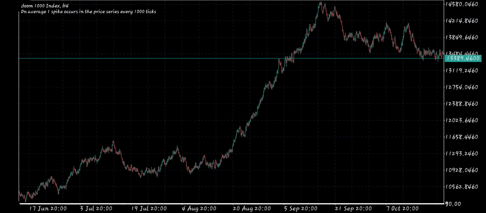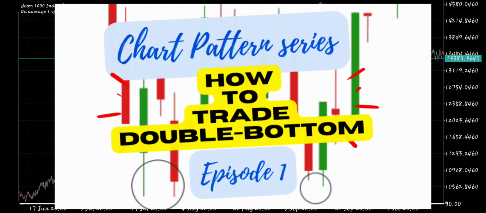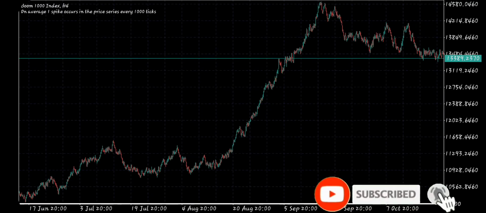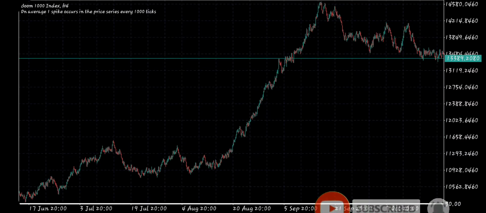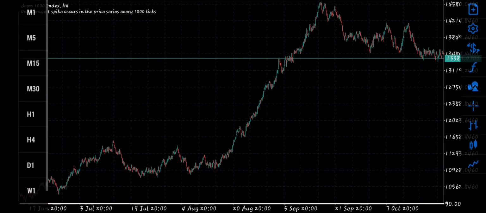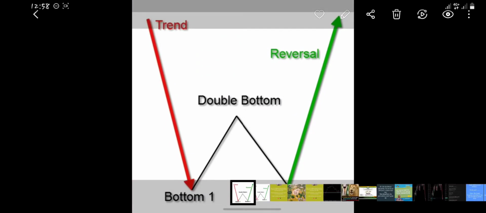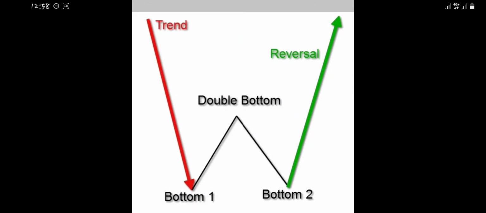Welcome back, guys. So in this very video, we'll be talking about how to trade the double bottom. I'm sure most of us are familiar with what we call a double bottom, and also for the sake of those who are new to chart patterns, I will be showing us what we call a double bottom. Let's go. So this is a typical example of a double bottom.